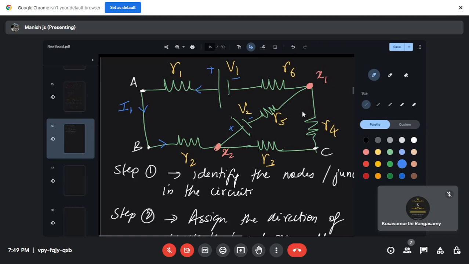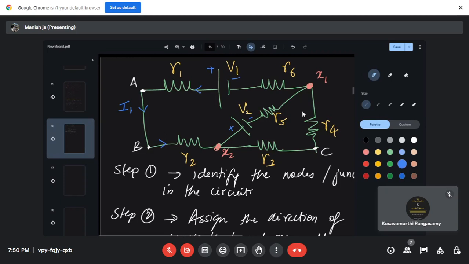No, sir. Why? Because there is a node in between. I1 now should be this, sir. Correct. So now I1 is not going to pass through R3 because there is a node. Therefore, in the node, it can either split or get divided. So we are going to now see that. We are going to identify it. Now I1 we have shown.